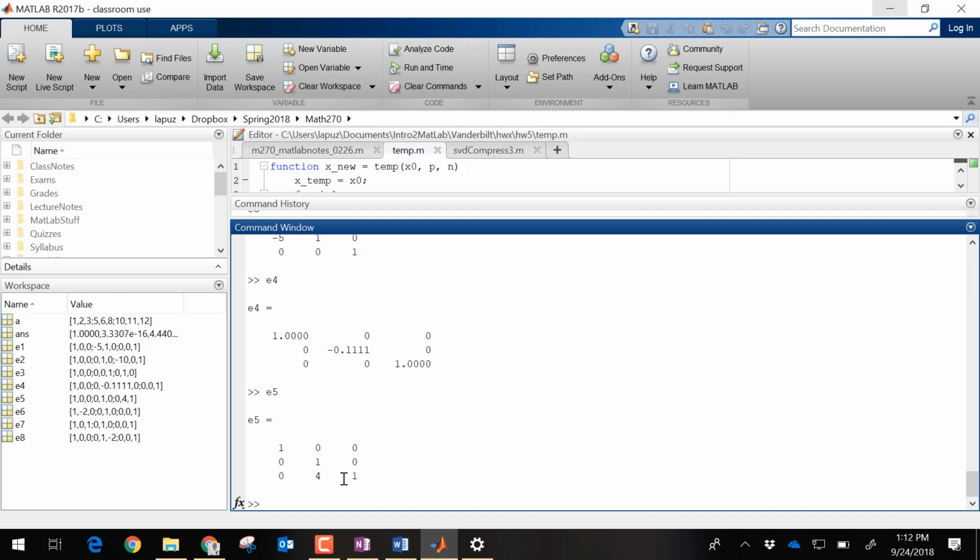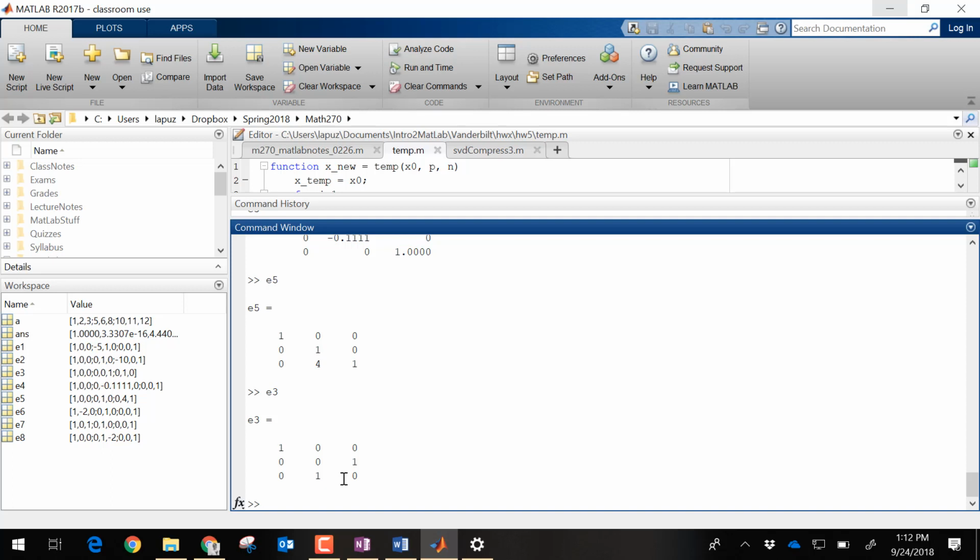I forgot which one it was. It wasn't E4, E3, yeah. So E3, we swap rows. So you take the identity and you swap a couple rows, and there's another elementary matrix. Okay?